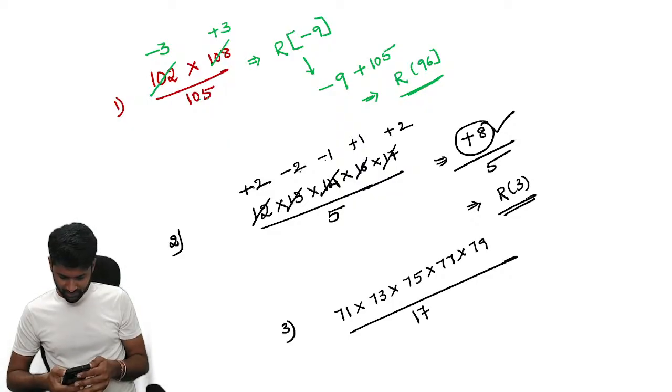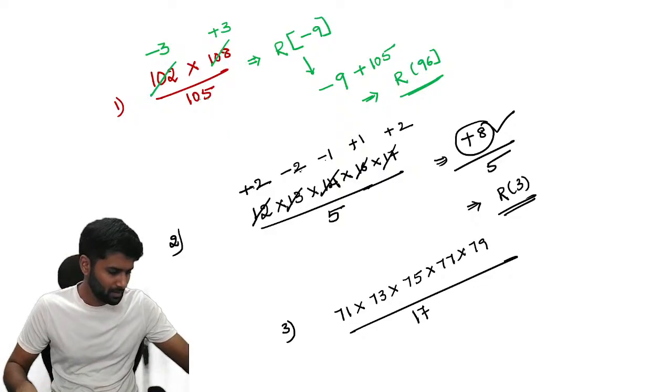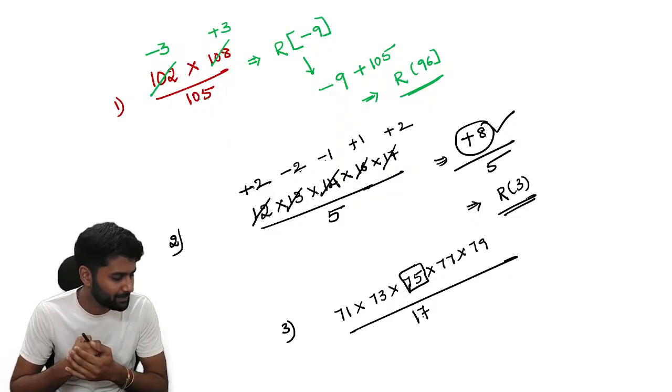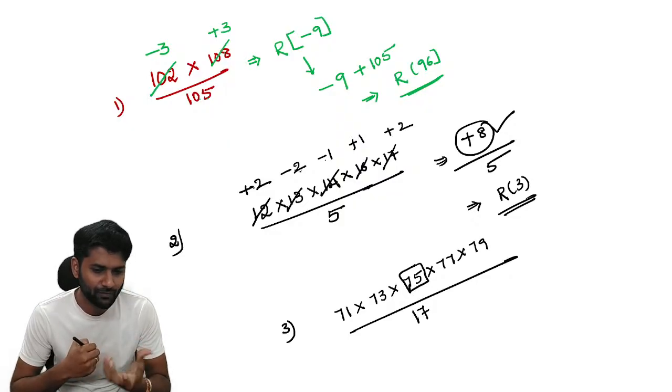Any answer for this question? Now, if you observe that 75 is exactly divided by 17. 17 into 5 is 75, right?